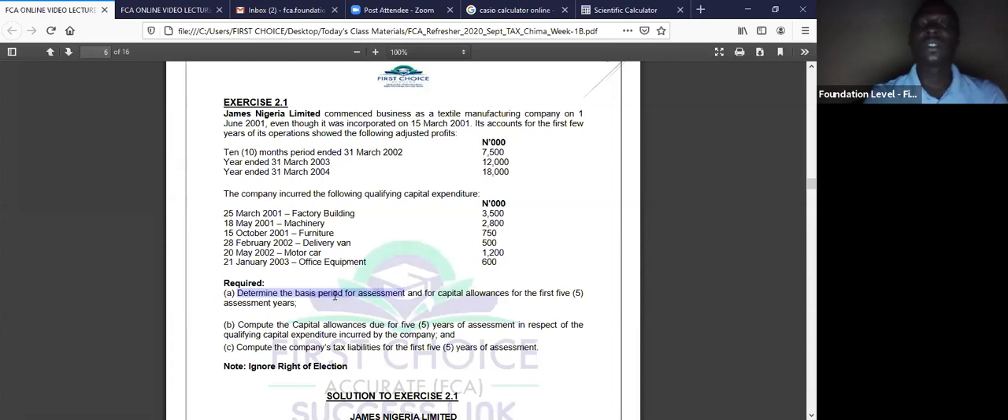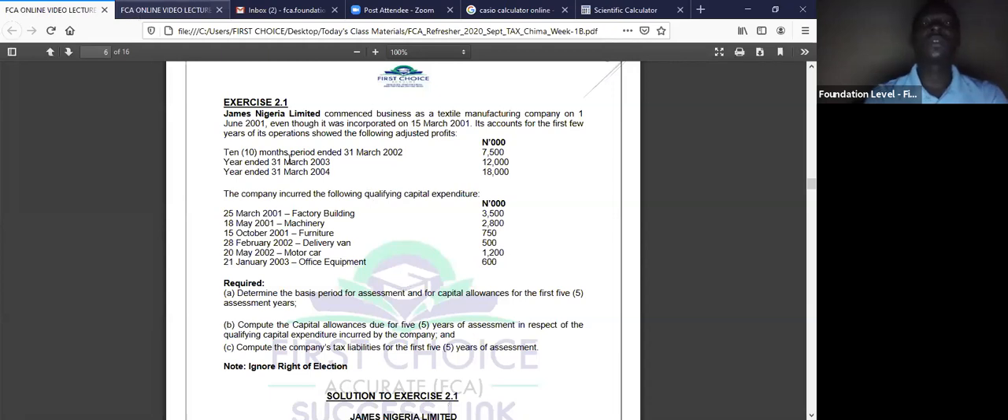Determine the basis period for assessment. Then you determine the capital allowance for the first 5 years. So this question is showing you the process. Whenever you are asked to look for capital allowance, especially in commencement or in anything, first of all, look for the basis period for profit. Then look for the basis period for capital allowance. So this is what we are going to do.